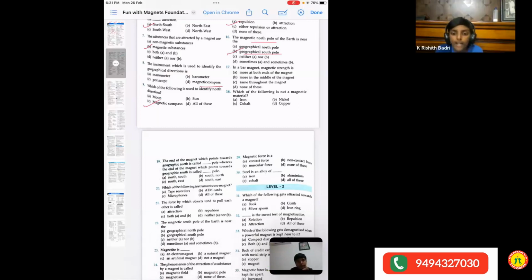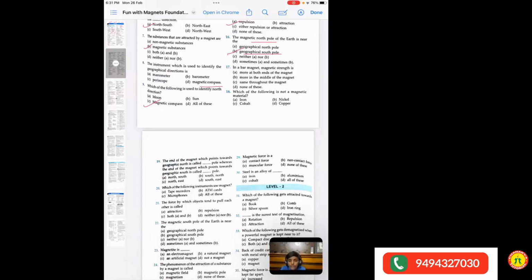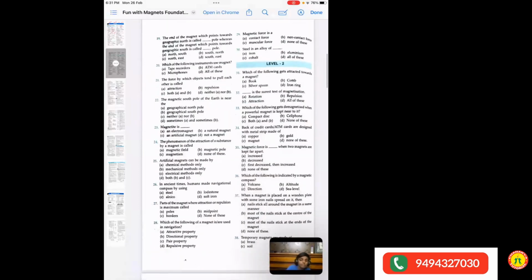Question number 17, Rishit. Yes, ma'am. In a bar magnet, magnetic strength is, ma'am, is it option A, more at both ends of the magnet? Yes, more at both ends of the magnet. Question number 19, Soumya. Yes, ma'am. The end of a magnet which points towards geographic north is called.